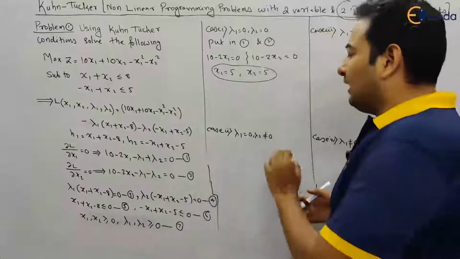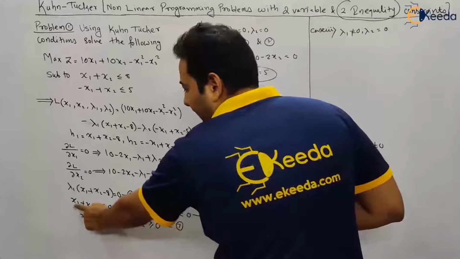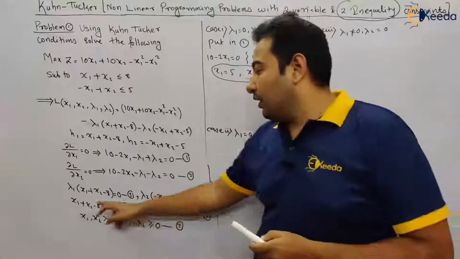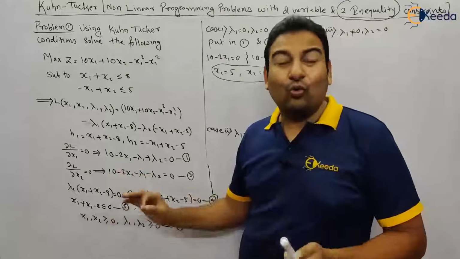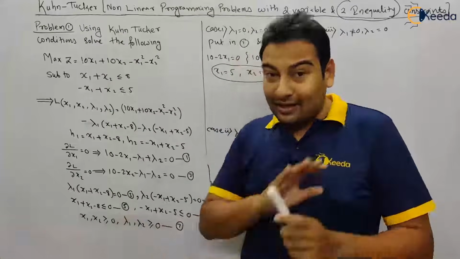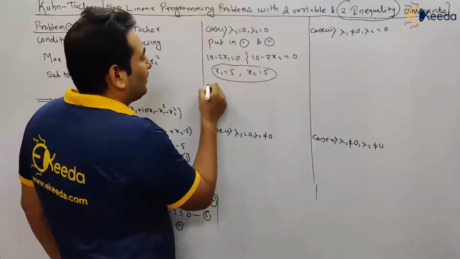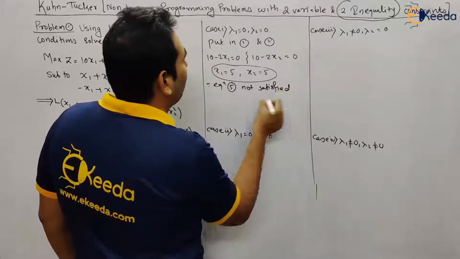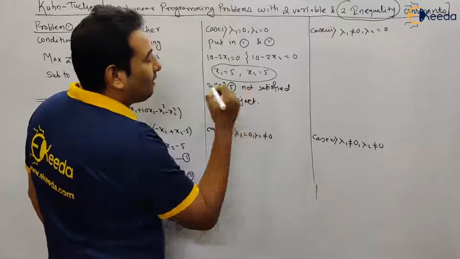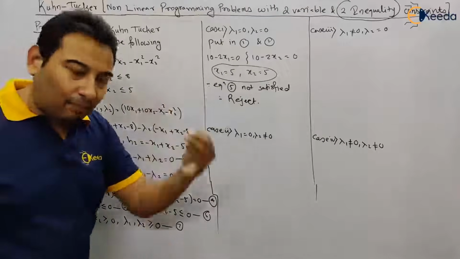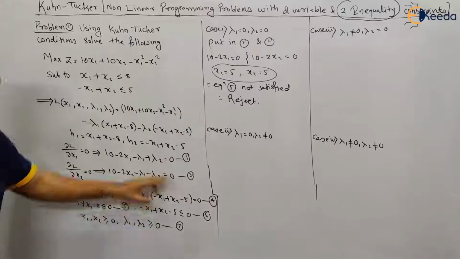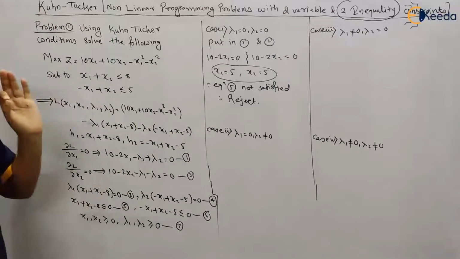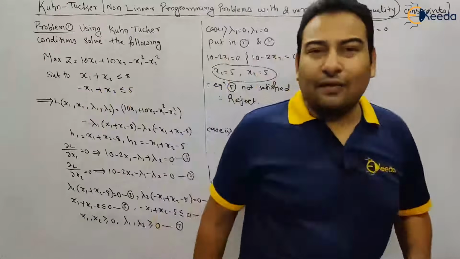So let us check. Let us put these values in equation number 5. See here, if I put x1 and x2 as 5, 5, so 5 plus 5 is 10, 10 minus 8 is 2. 2 less than or equal to 0? 2 is not less than or equal to 0. That means equation number 5 is not satisfied. Since equation number 5 is not satisfied, we're gonna reject this pair. Suppose 5, 6 and 7 all are satisfied, this is my solution and I'm going to put it in z to get the value of z. But here equation 5 is not satisfied, therefore reject this pair.